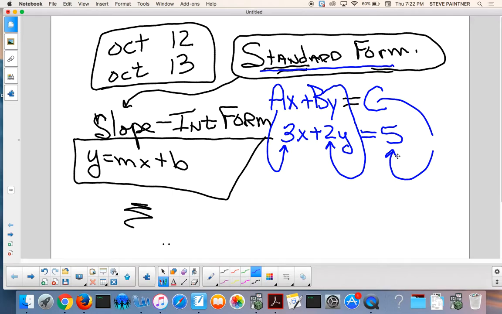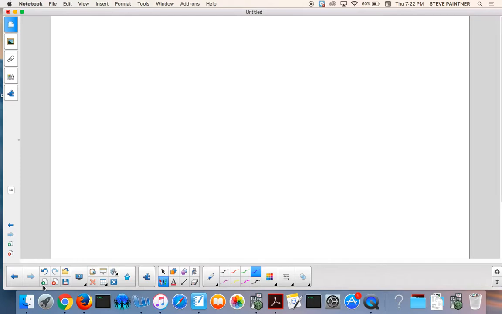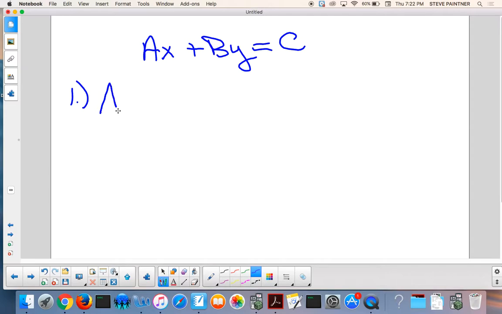Okay? Now, there are three rules you have to follow when you're in standard form. Standard form is simply going to be this. When you write your equation, ax plus by equals c, the first thing you have to know is the a, right here, a has to be positive. So you got to have a positive number. Okay? For a, just a. Not b, not c, just a.